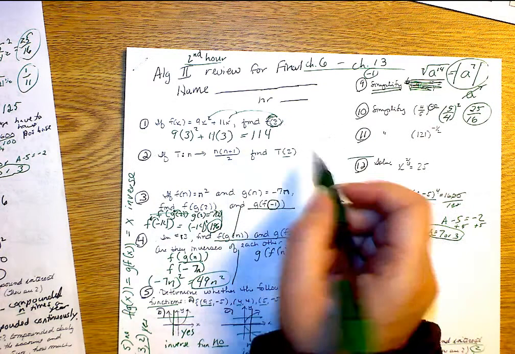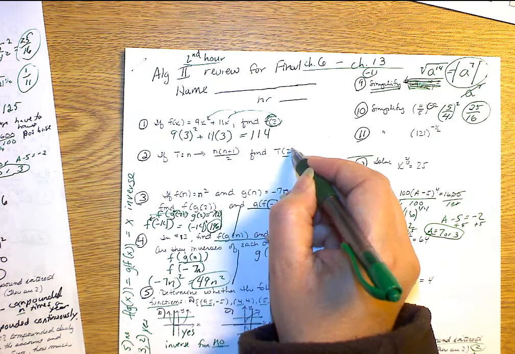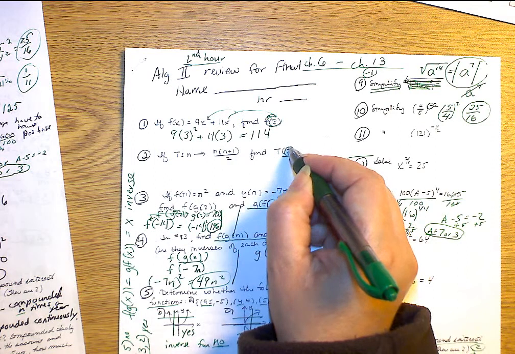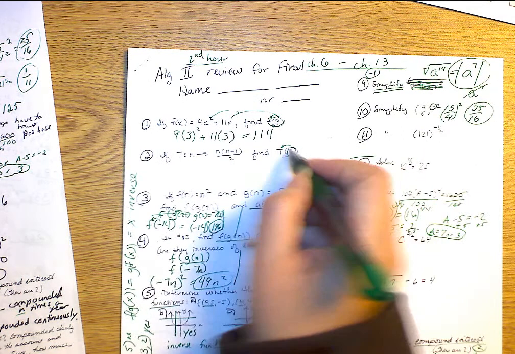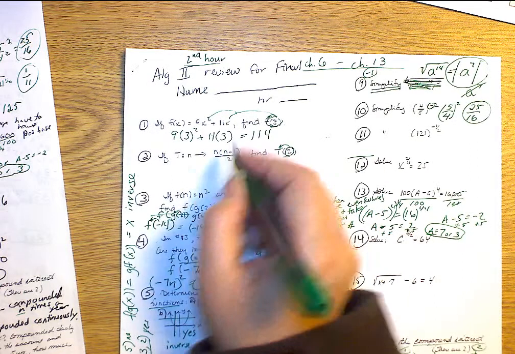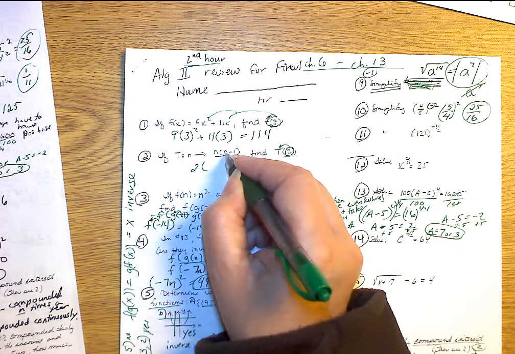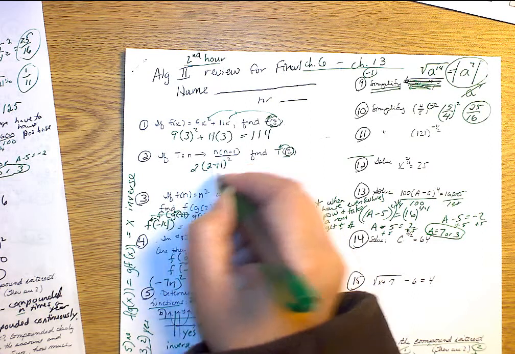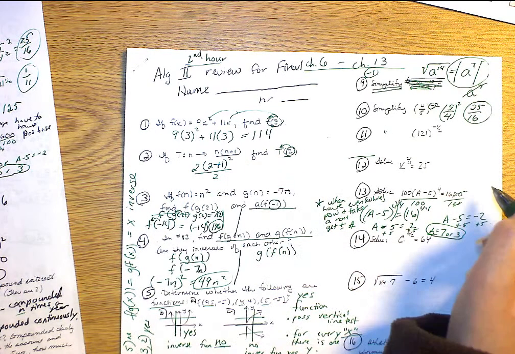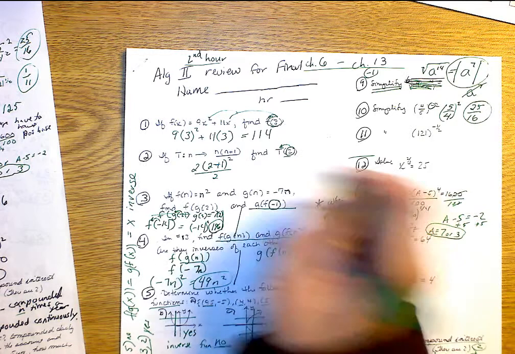Number 2, it literally says put in a 2 into your function of t in for the n. So you're literally putting in the 2 for your n. So you're going 2 times 2 plus 1, all divided by 2. Put that into your calculator, you get 3.